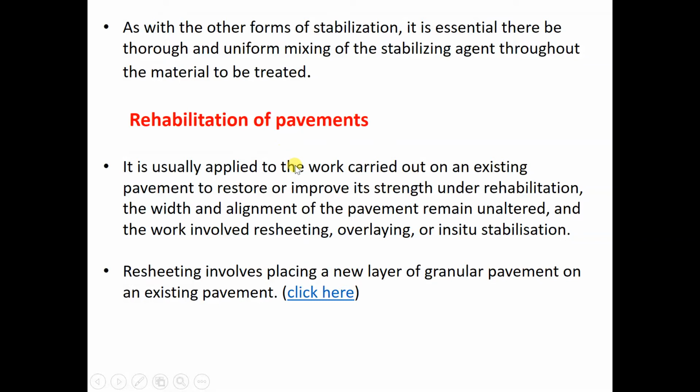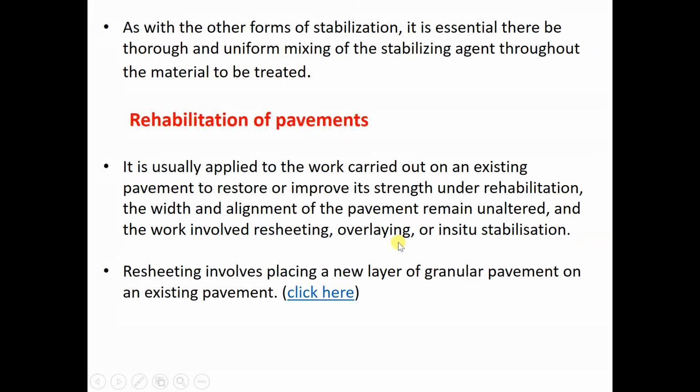Okay, so this rehabilitation work could involve resheeting, overlaying, or some in situ stabilization. Resheeting is for unsealed road. Unsealed roads don't have any bituminous surfacing. There's no tar seal, or what you call the seal, which is asphalt or chip seal. So it's just gravel, and we need to spread a new layer of gravel on top.